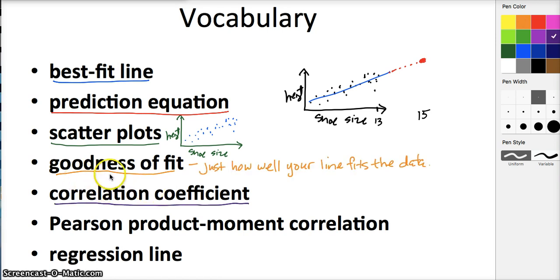The way the goodness of fit is actually judged is by something called a correlation coefficient, and that's going to be R. We're going to talk a little bit more about the correlation coefficient as it relates to the Pearson product moment correlation. So that's going to be referred to as R. R tells me how good the line is in terms of representing the data that I've given it.